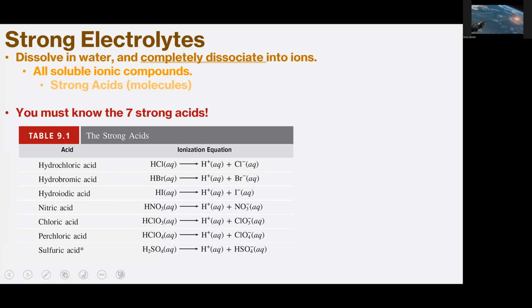Strong electrolytes dissolve in water and completely dissociate into ions. This is all soluble ionic compounds. So if an ionic compound is solid, it'll dissociate into ions in solution. This would be like our sodium chloride example, but maybe we could do it with KBr as well. It's also soluble, dissolves in water, and gives us K plus and Br minus. It dissociates completely. That's why we use this arrow, our good reaction arrow that points in one direction.